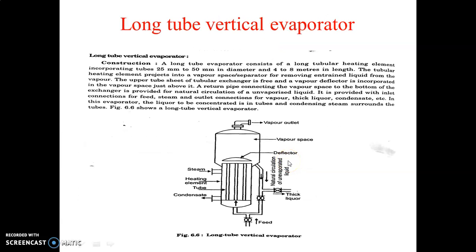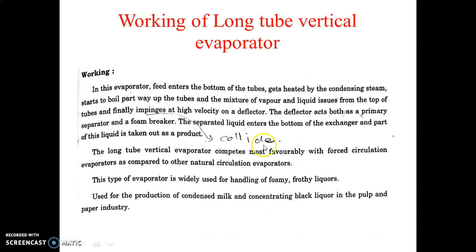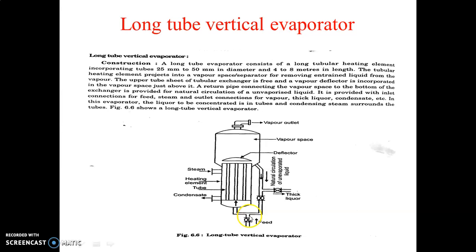Now in working, in this evaporator the feed enters at the bottom of the tubes, gets heated by condensing steam, starts to boil part way up the tubes, and a mixture of vapor and liquid issues from the top of the tube, and finally impinges or collides at high velocity on the deflector. So you enter the feed from here, the feed is transferred in this heating element and steam is condensed. Due to this, a vapor and liquid mixture is created, and this mixture collides on this deflector plate.